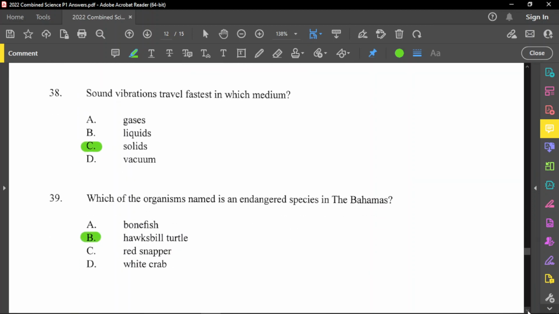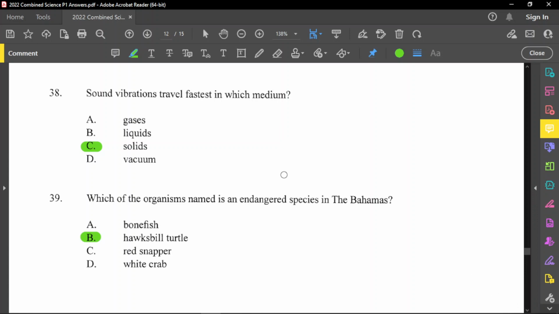All right, so the more compact the substance or the object is, the faster sound passes through it because of the closeness of the particles. So sound vibration, because remember, sound is a vibration, so the vibration can pass from molecule to molecule much easier. For question number 39.